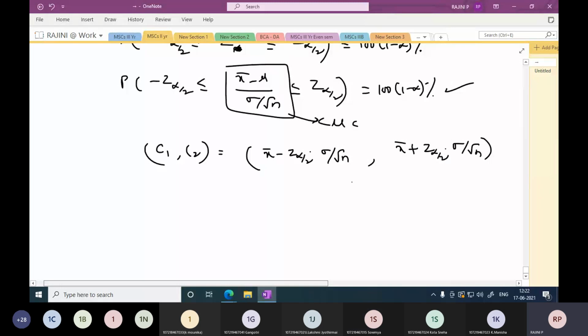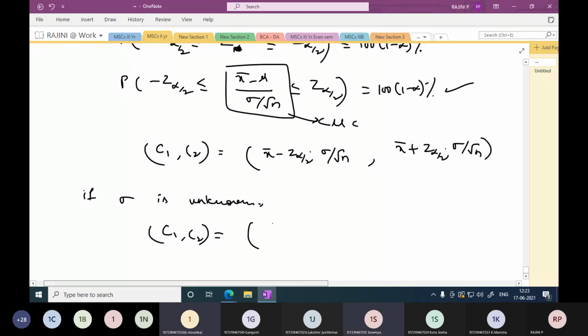Okay. Everybody got the same? I hope everybody understood how to do the confidence interval, right? Now, suppose sigma is unknown, then what are C1 and C2? C1 is x bar minus z alpha by 2 into S by root n. Very good, small s by root n. Remember, small s by root n. Next, x bar plus z alpha by 2 into small s by root n.